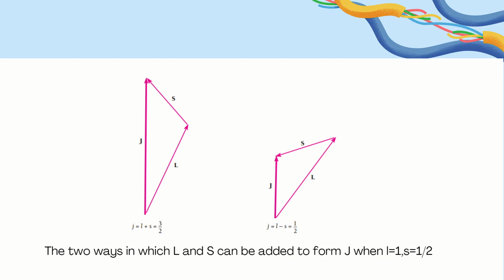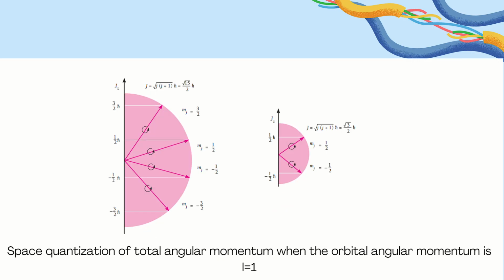Here we can see the two ways in which L and S can be added to form J when l equals 1 and s equals 1/2. j equals l plus s gives 3/2 and j equals l minus s gives the value 1/2. Here we can see the space quantization of total angular momenta when the orbital angular momentum is l equals 1.